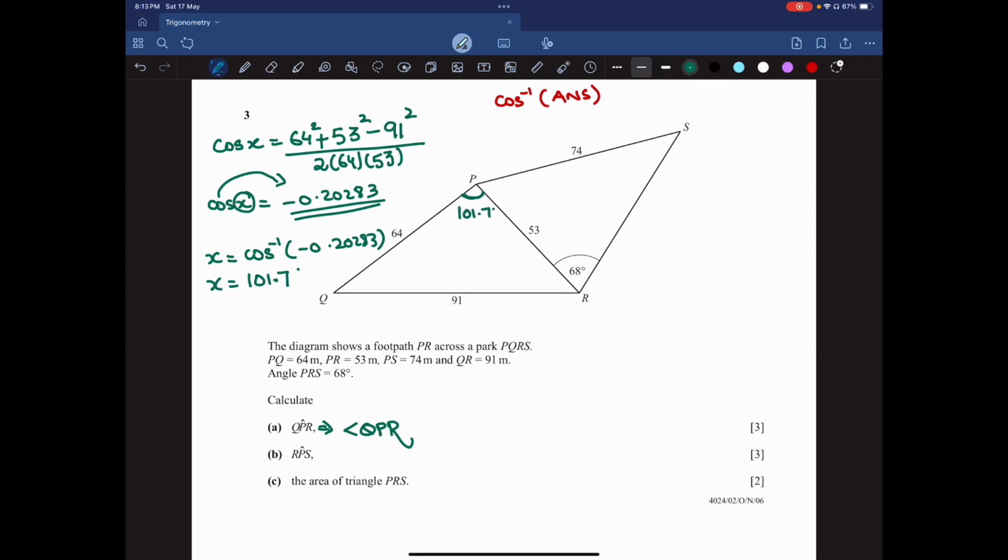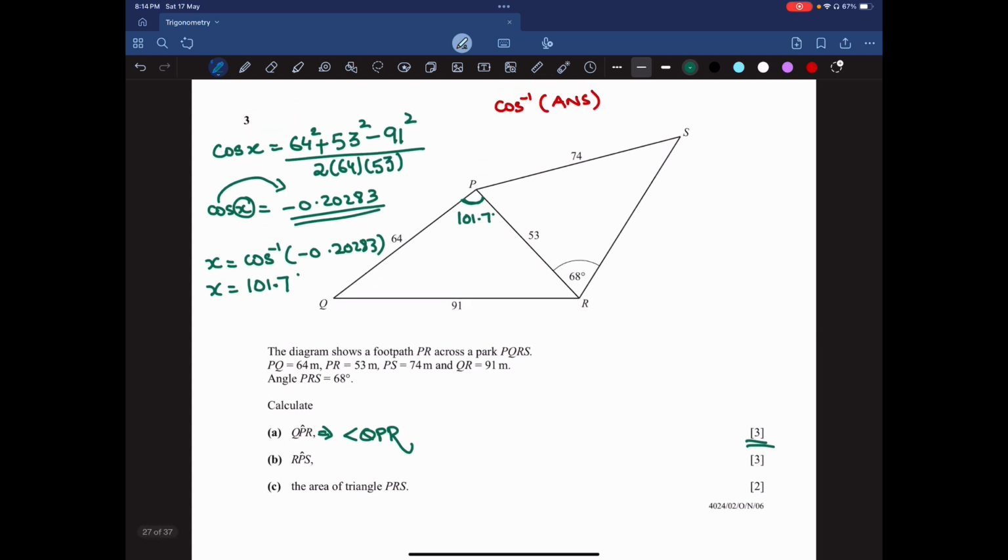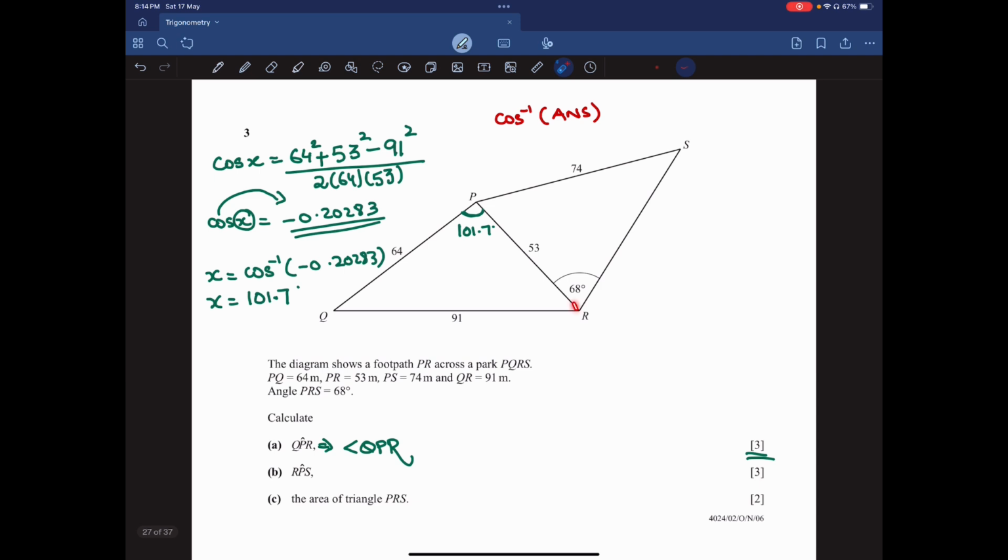Okay, it is a 3-mark question, so please make sure that you show all the working very neatly and carefully. Okay, part B. Find angle RPS. RPS, this angle, right? So let's mark this angle. RPS now becomes X.